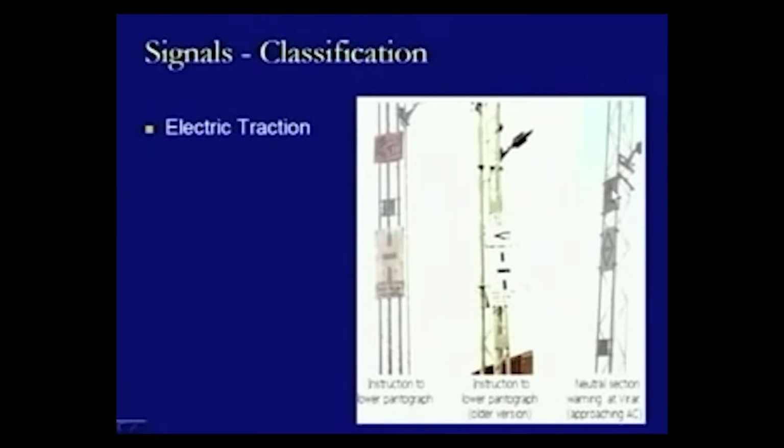Then we have an indicator which is this rhombus, with a capital A written at the top. Now, what it says is that if there is a capital A written on this one, it means AC traction is being provided. Then if it is a rhombus like this, it means it is a neutral section. There is no electric current being provided in this section, and the train has to move with the current already available to it.